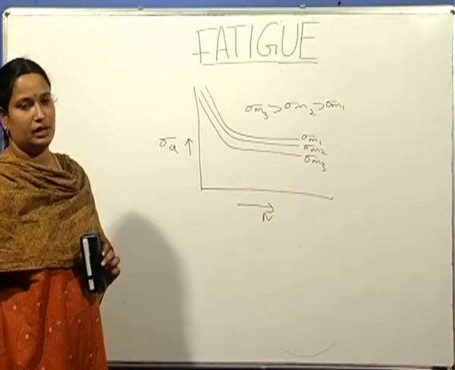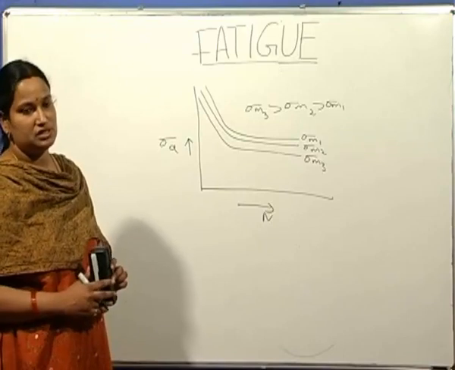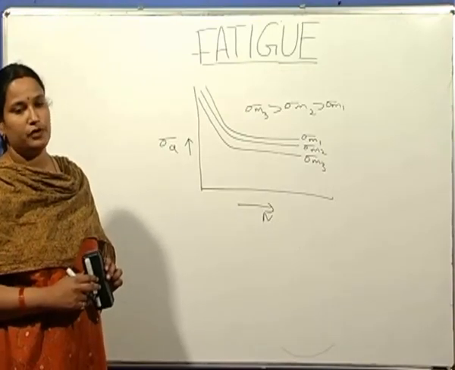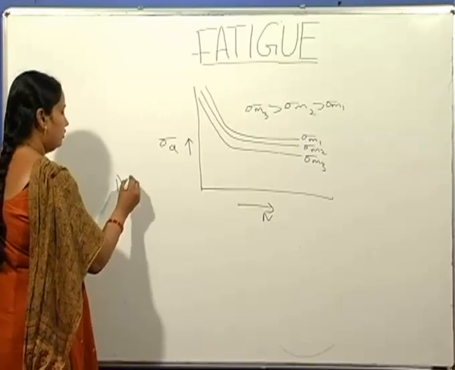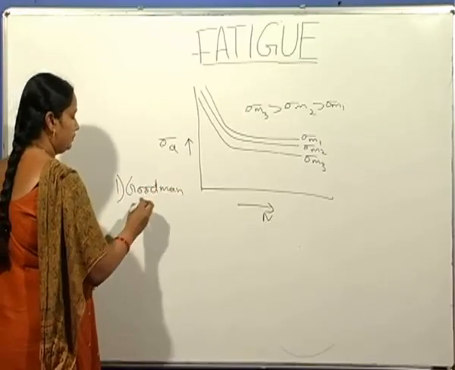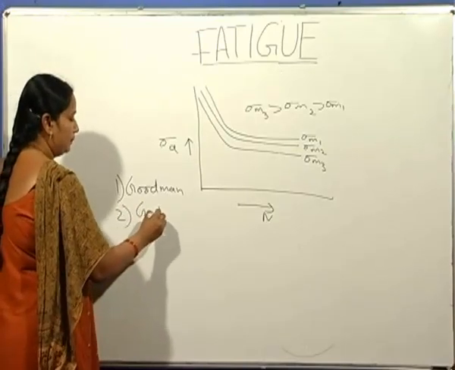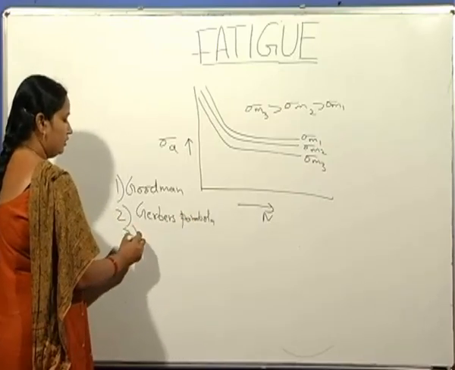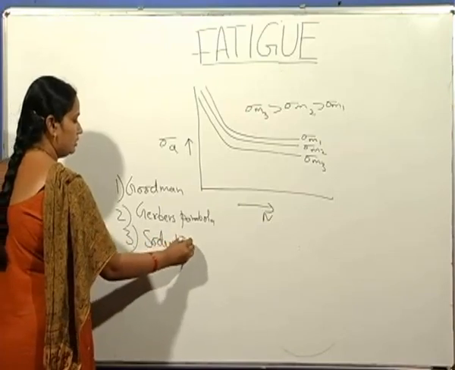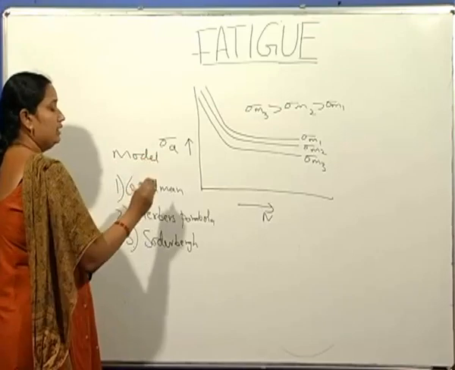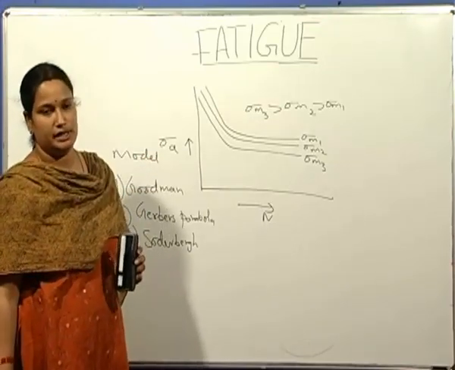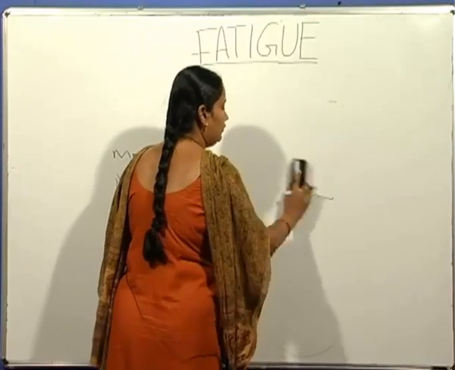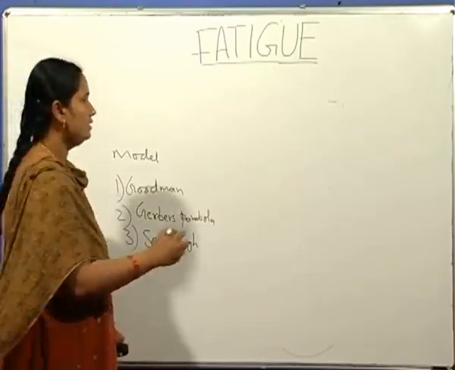Various mathematical models are there to show the effect of mean stress on alternating stress. Among the various models, the popular or famous models are, first, the Goodman mathematical model, second, Gerber's parabola, and third, Soderberg. So these are the models to explain the effect of mean stress on alternating stress. So we shall see the diagrams which show the effect of mean stress on alternating stress.